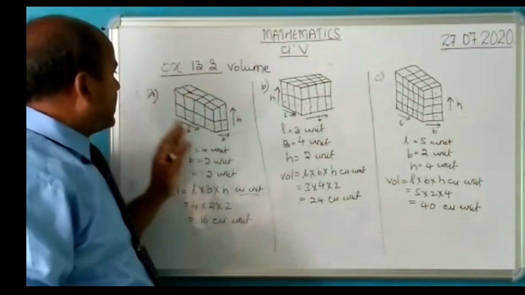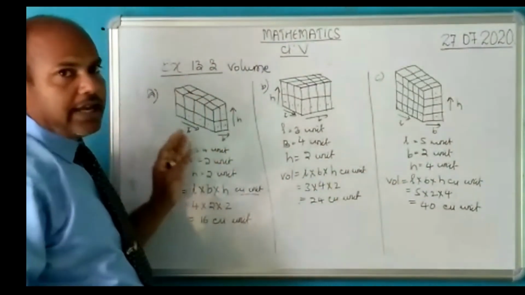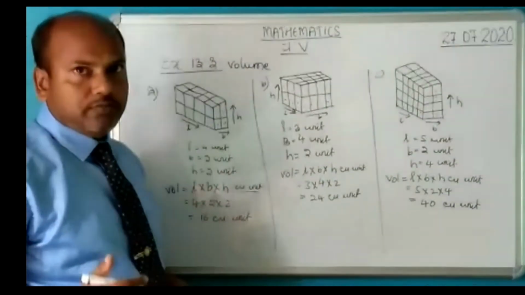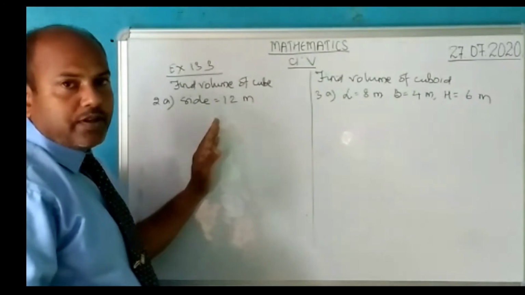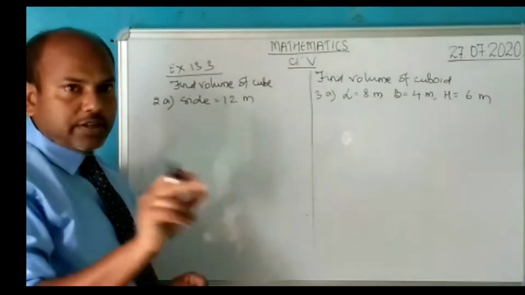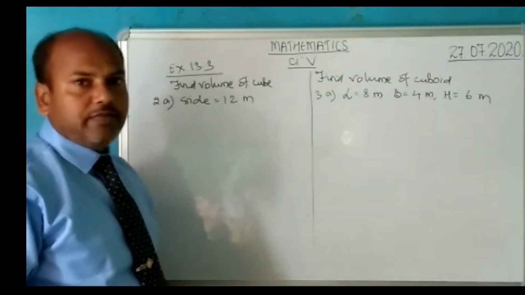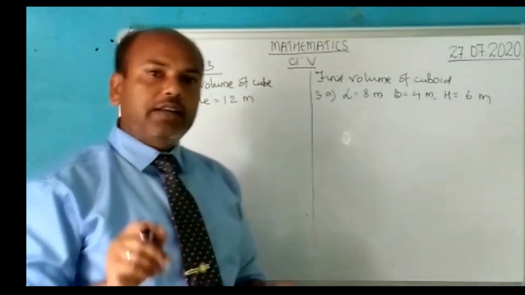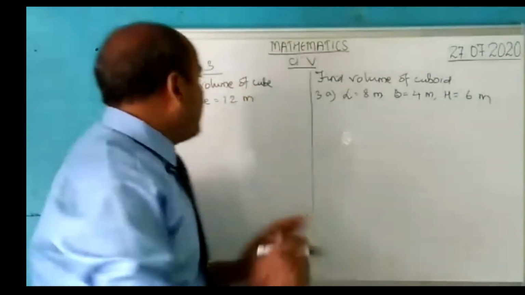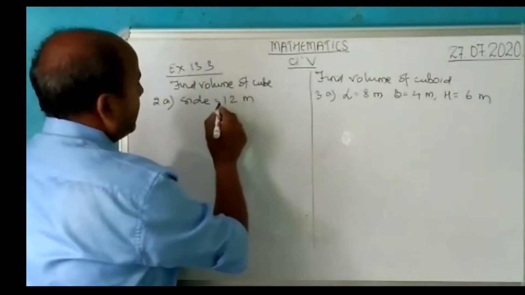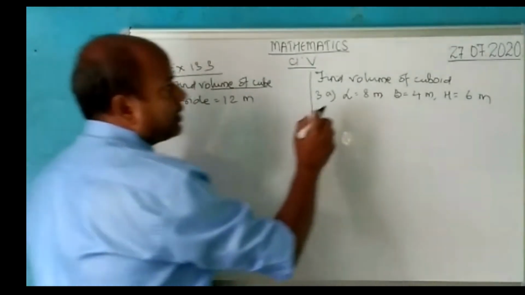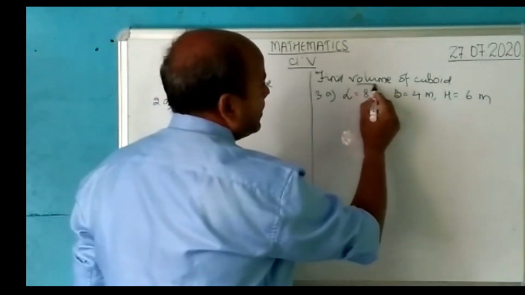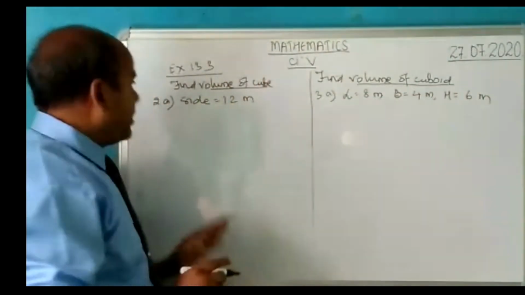Alright, so this is question number 1, and now we shall move to question number 2. In the previous question number 1, there were 3 three-dimensional geometrical figures, and we calculated their volume. Now question number 2 is based on measurement of the volume of a cube, and question number 3 is based on measurement of the volume of a cuboid.